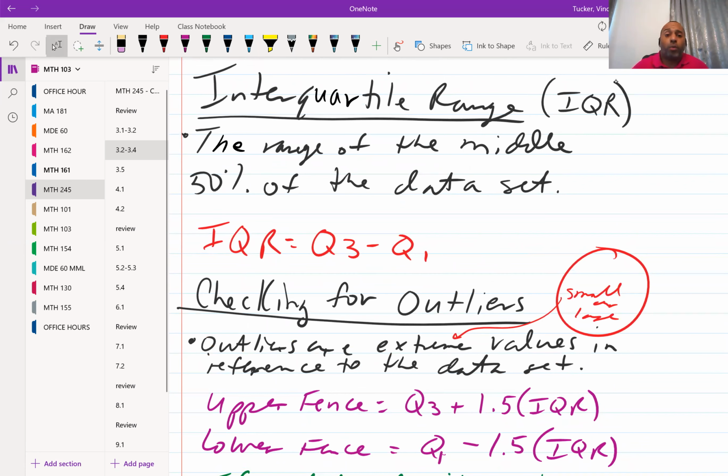All right. So we're going to run through all these steps and then we're going to do them all together, step by step. So I'm just giving you all the information. Then we're going to do a problem that involves all of these things. So next thing is checking for outliers. So outliers are extreme values. Now, I wrote in a circle, they could be small or large. But they can be very, very small or very, very large. But they're extreme values in reference to the data set.